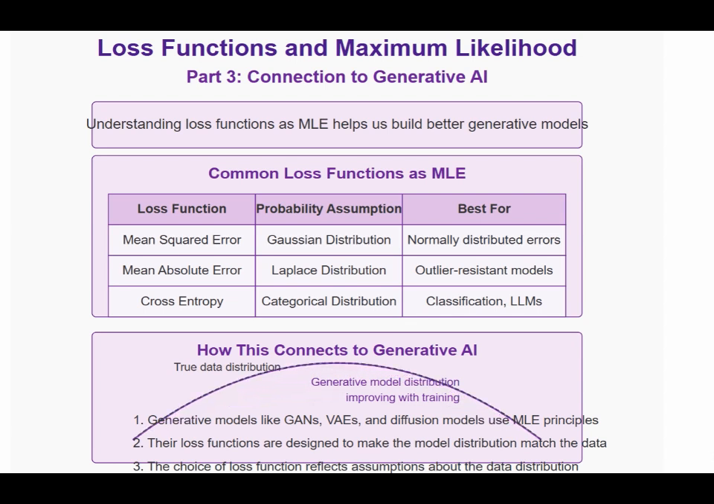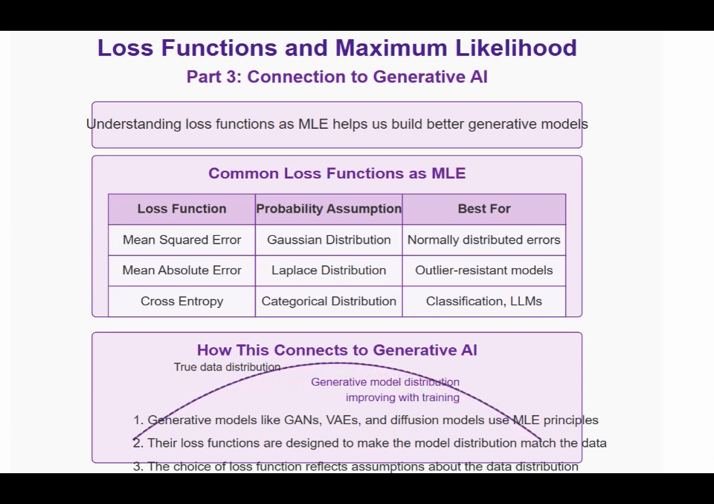When we train generative models, we are essentially finding the model parameters that make our observed training data most likely to have been generated by the model. Each type of generative model implements this principle in its own way, but all are founded on the same core idea. Cross-entropy loss, commonly used in language models and many other generative systems, corresponds to a categorical distribution assumption.